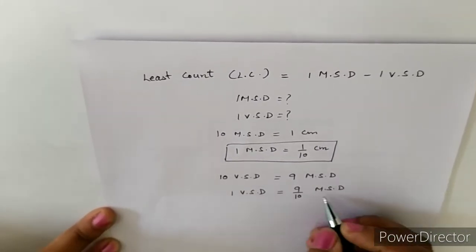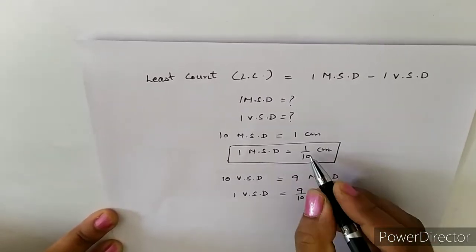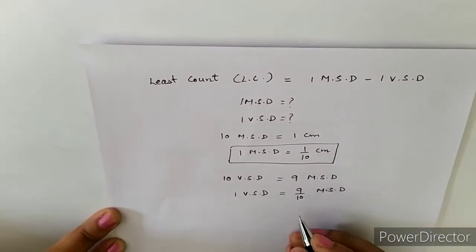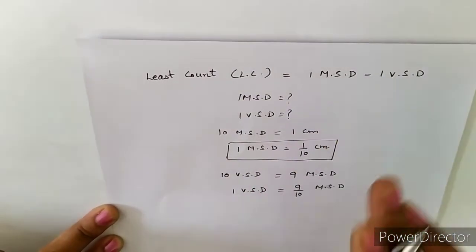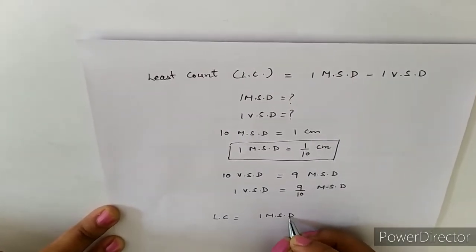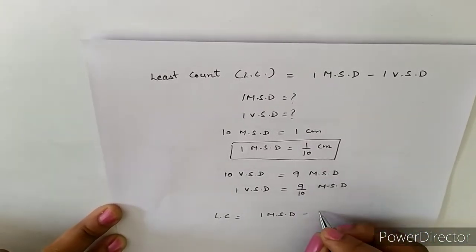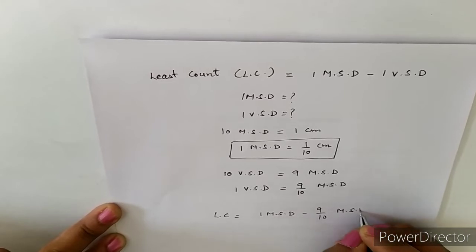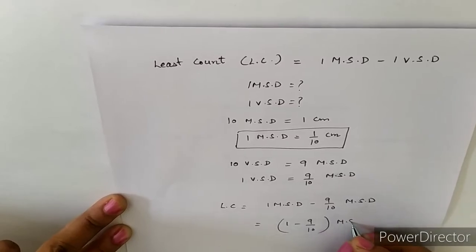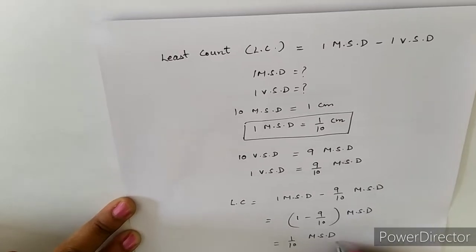Now you can either put the value of one main scale division, 1 by 10 centimeter, here, or you can just keep it like this: least count is equal to one main scale division, as such, we will put the value afterward, minus one vernier scale division, which is equal to 9 by 10 main scale division. So this is 1 minus 9 by 10 of one main scale division. So it is 1 by 10 of one main scale division. So now you can put the value here.